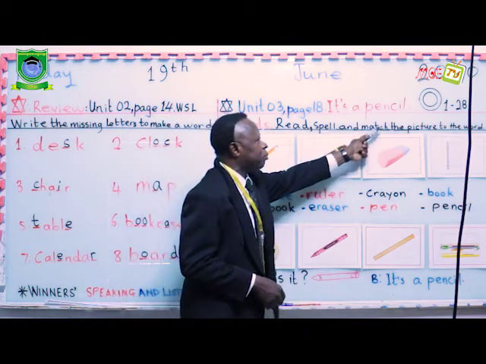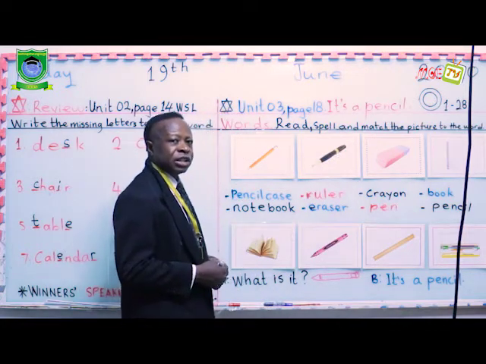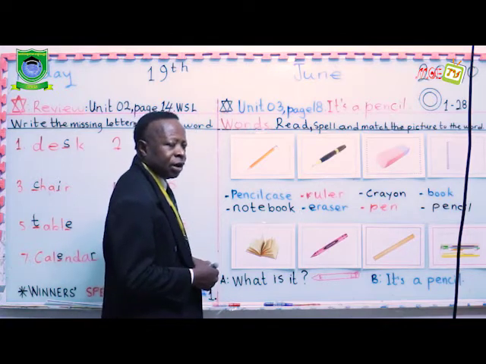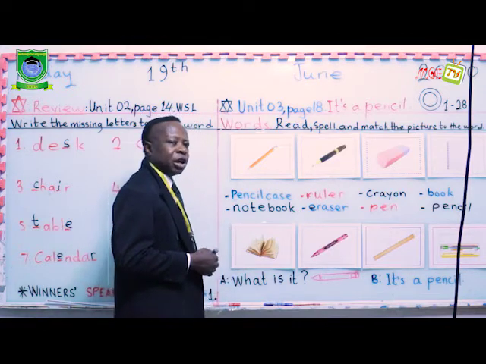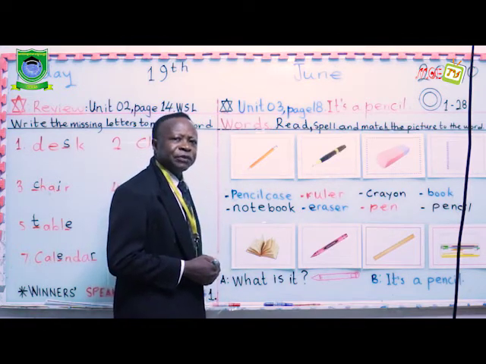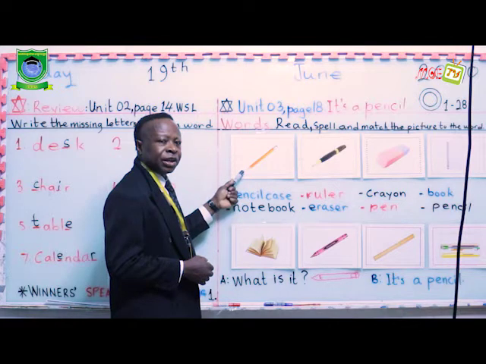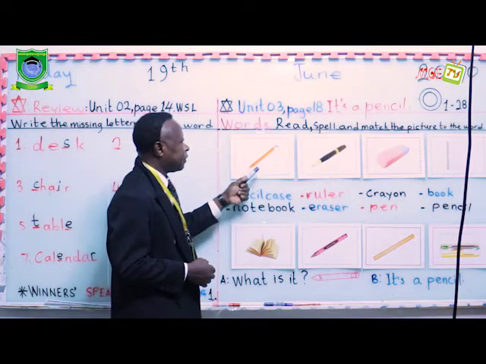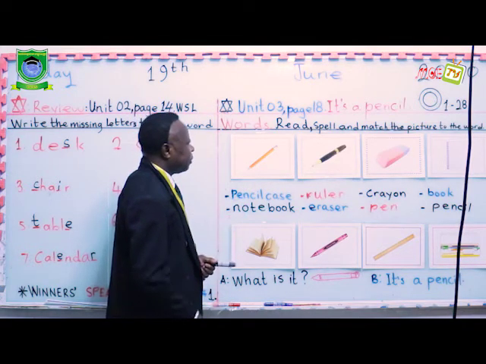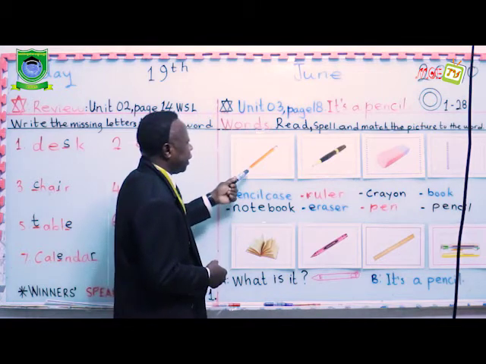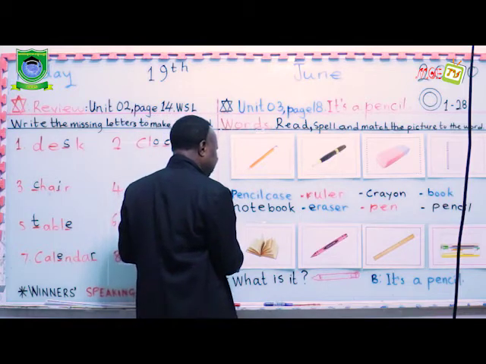So now we are going to match the picture to the word. This is a new lesson. I'll let you identify which picture and what name is that picture. So we start from the first picture. The first picture is a pencil. Okay, a yellow pencil, with an eraser at the top. So we are going to match the picture to the word pencil. So let's move.